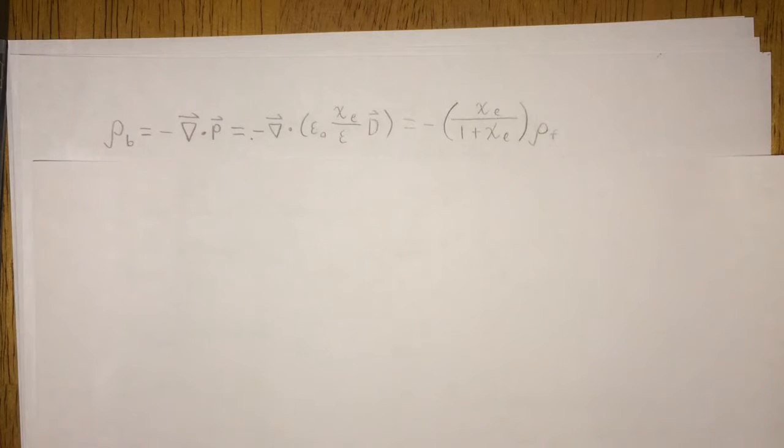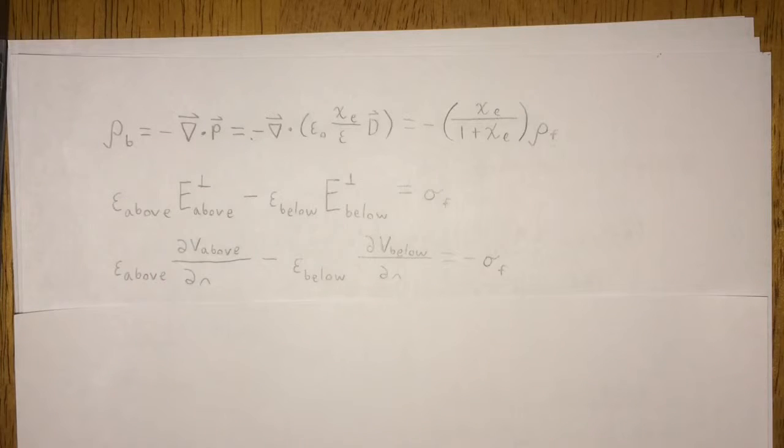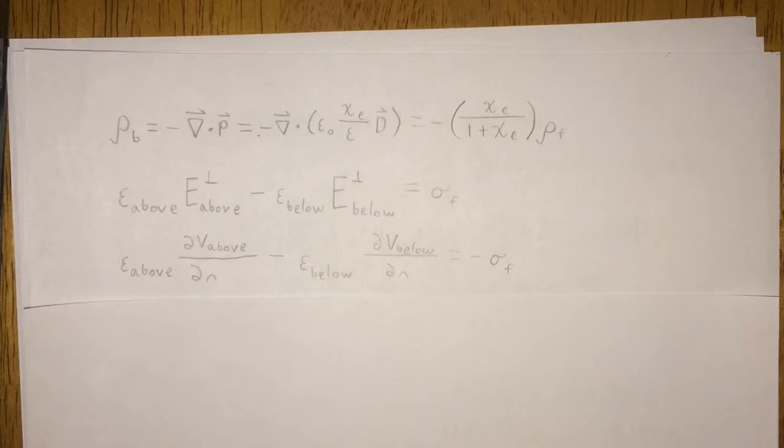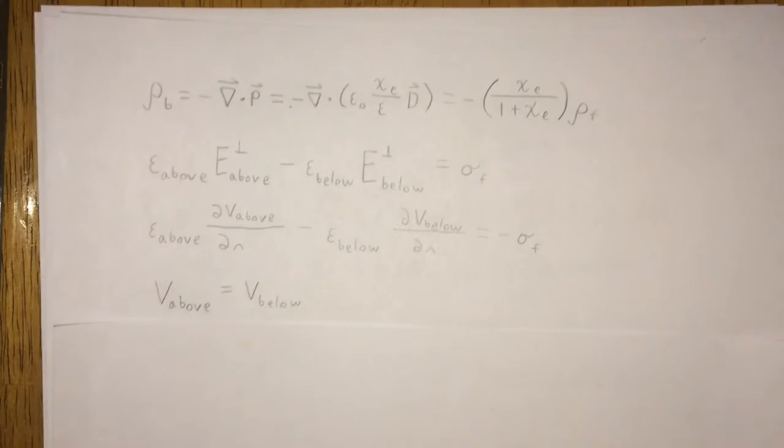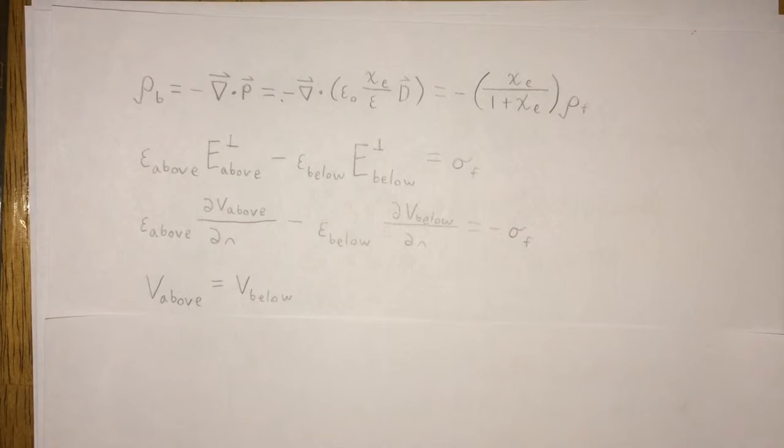The free charge on the surface of the dielectric can be described using these equations here. Now, because the potential should end up being a continuous function, we know that the potential directly above the surface of the material should be equivalent to the potential directly below the surface of the dielectric.